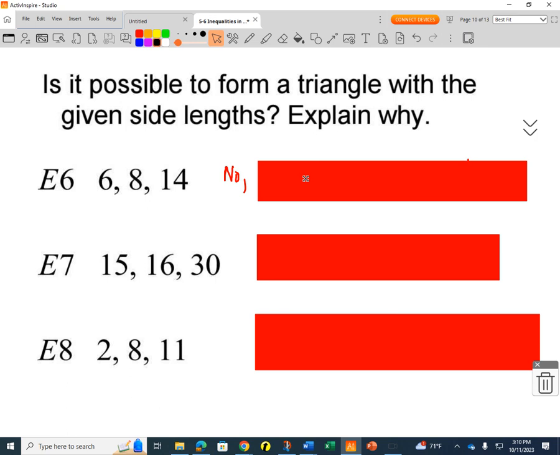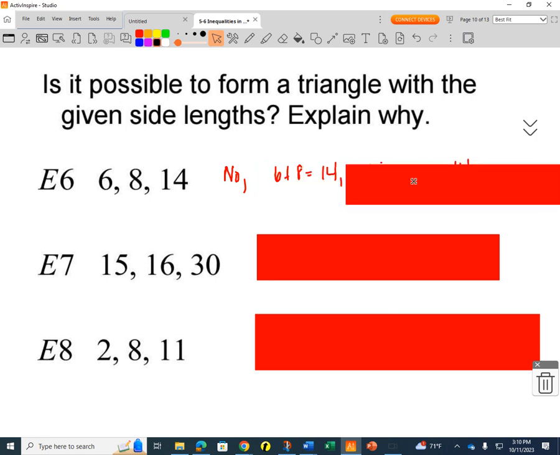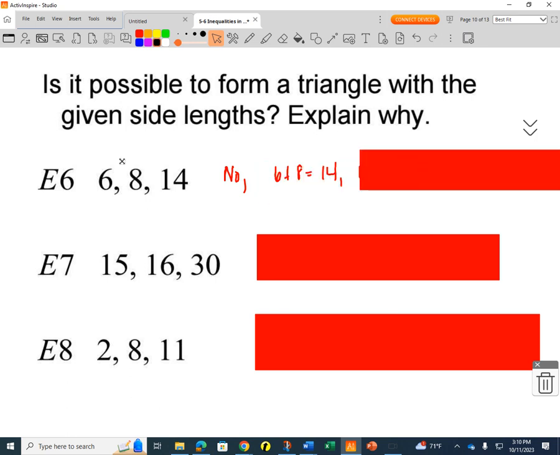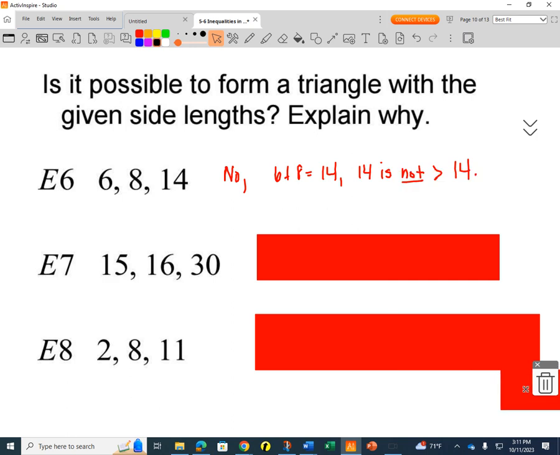I know that it's not possible, because the two shortest sides, 6 plus 8, equal 14. Well, 14 is not greater than 14. It's equal to. So these three side lengths will not create a triangle.